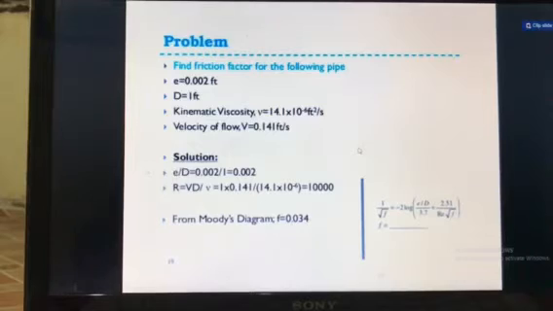Now you can also find this friction factor by using our universal formula, the Colebrook equation. By using this equation you will get the same value of friction factor f. So this is the first example about friction factor. Now we will see the next example.